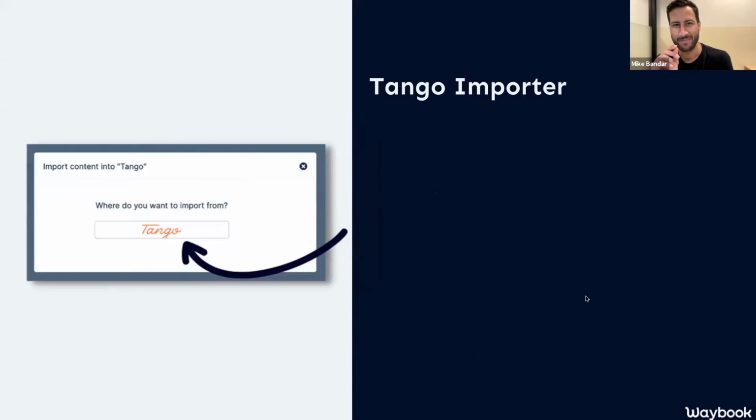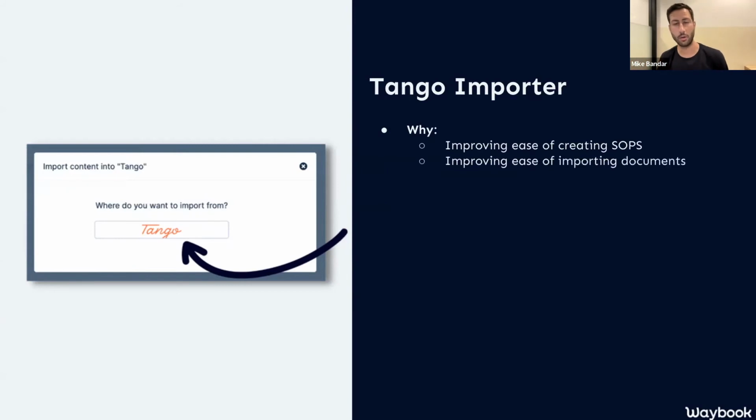Next up, I promised you this is one that I was quite excited about, and this is, of course, the Tango importer. Now, the Tango importer became a priority for us because we know how important it is for you to improve the ease of creating SOPs, processes, how-to docs and information, and also how we can focus on ensuring that you can get that content into your Waybook as easily and as quickly as possible.